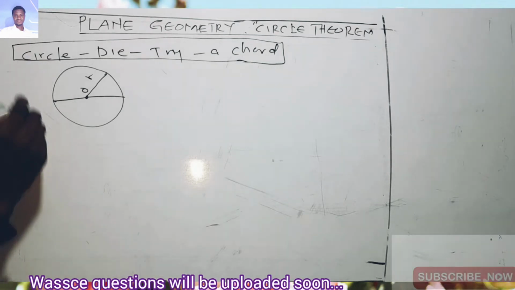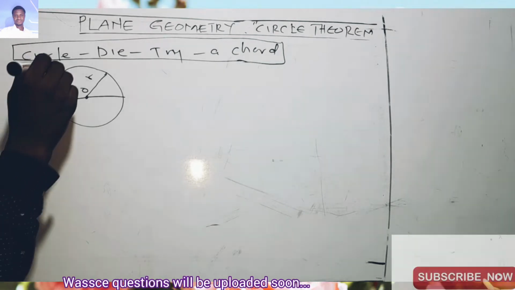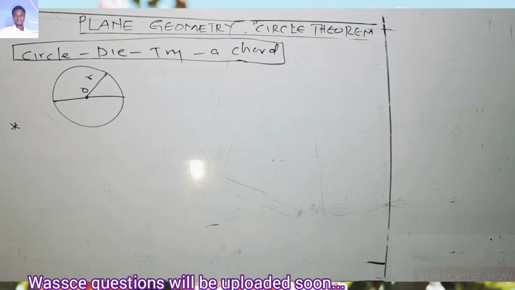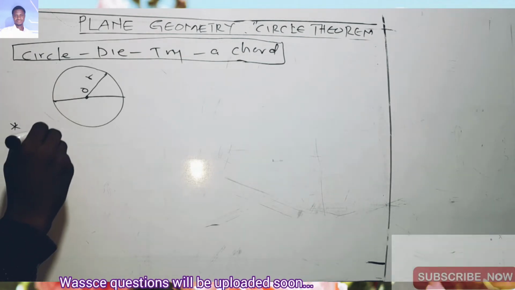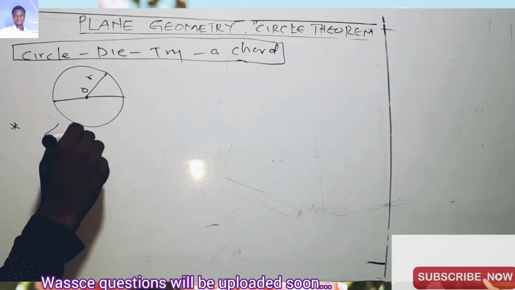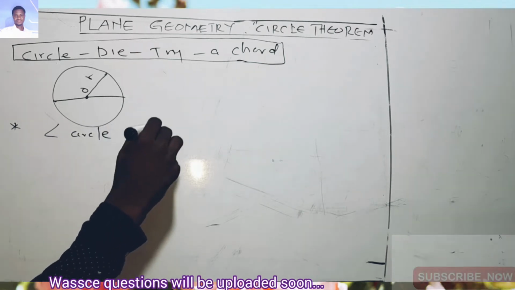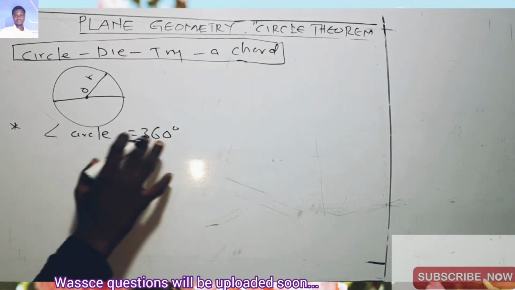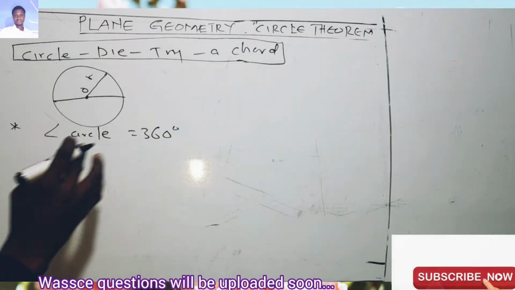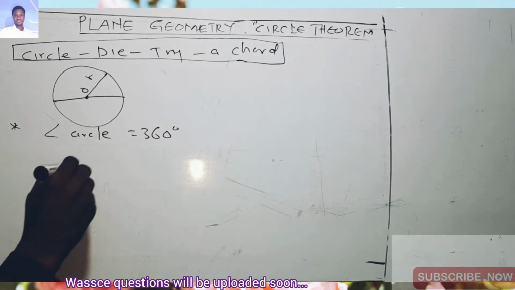Now let's quickly start with the circle. What do you have to understand about the circle for you to be able to understand circle theorems very well? The first thing you want to know is that the angles in a circle add up to what? 360 degrees. So the total angle in a circle is 360 degrees.